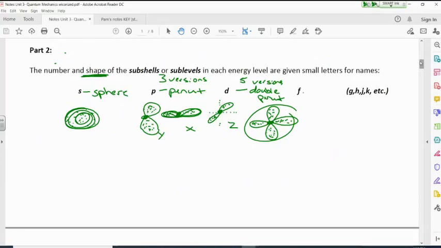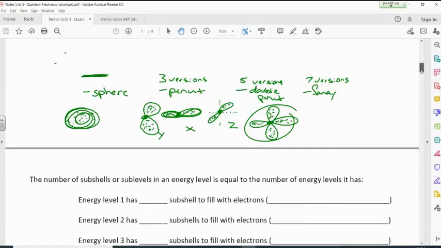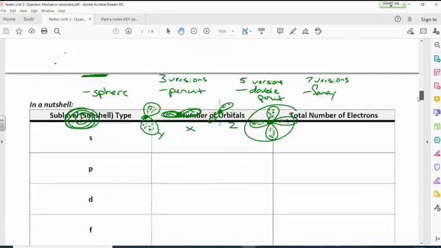The last one, F, stands for fancy for me because it is so fancy looking and complicated to draw that I don't bother. It's very hard to draw all those, and F actually has 7 versions that it can turn around the nucleus. So I'm going to scroll down, while we're on this topic, and show you the pictures of all this.